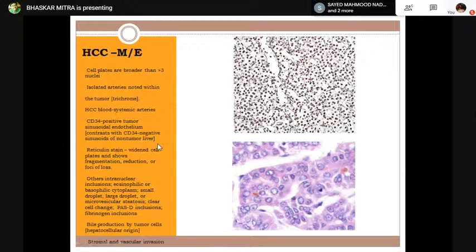What I mentioned, the CD34 positivity in the capillaries, which is not seen here, widened. And the important thing is we can see the presence of bile. That is very important because in non-immunohistochemistry cases, this is an important sign of hepatocellular differentiation. If we see the bile, this is definitely a case of hepatocellular carcinoma, because other cells do not produce the bile, only hepatic cells.